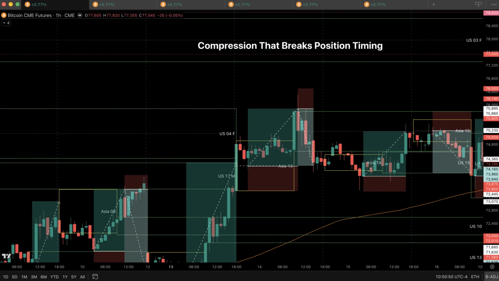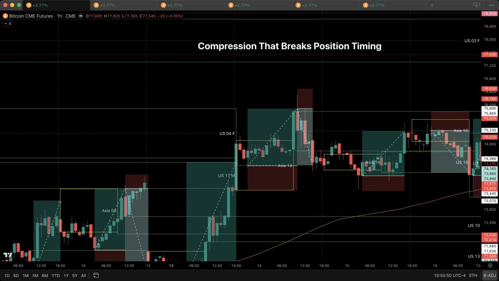Price opens below the prior session, but it cannot move away. The April 14th Asia session forms below the April 14th US session box. Price compresses near the April 13th Asia midpoint. It does not expand. Small moves. Fast reactions. No distance. Price moves upward. It approaches the April 14th US session midpoint. You see the reclaim attempt. You expect continuation. You act.